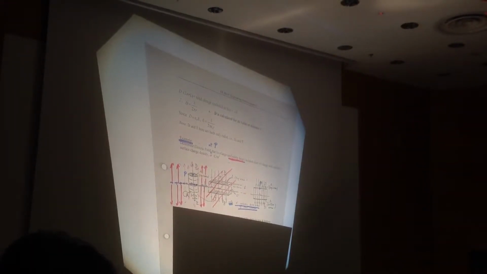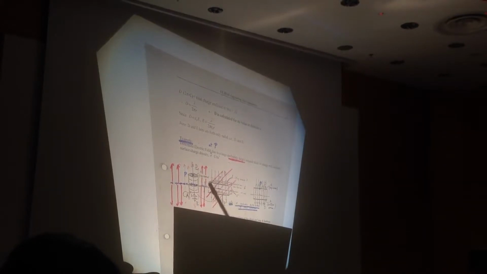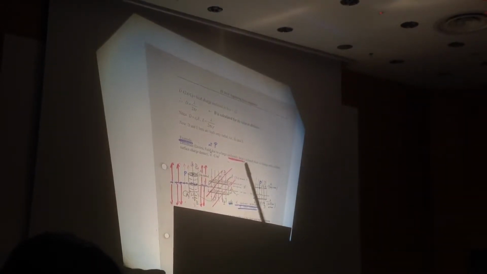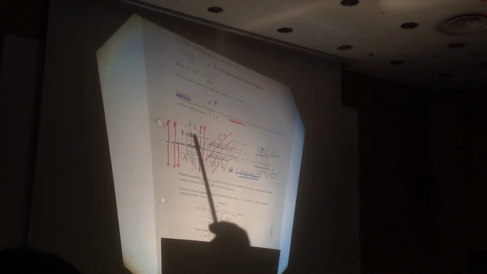For simplicity, let me use a Gaussian surface which is cylindrical. Or I can use a cube. It doesn't matter. Now I apply Gauss's law. It's a closed surface again, either this or this surface, with a small area here. So this Gaussian surface has three surfaces: the top, the bottom, and the side.